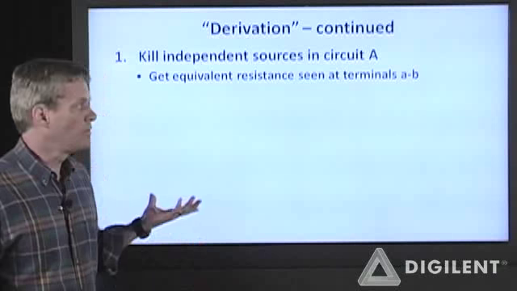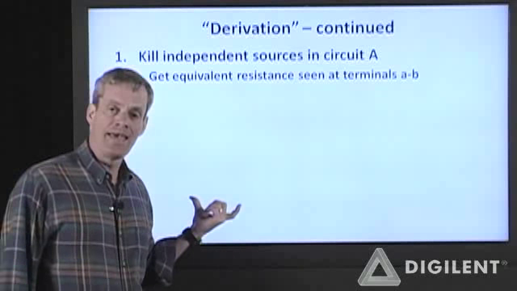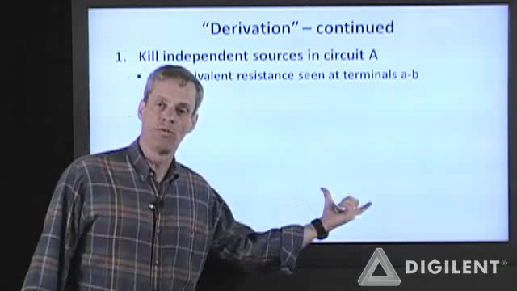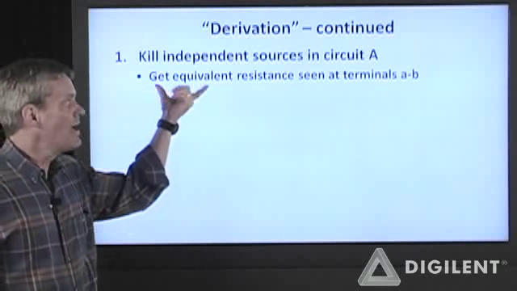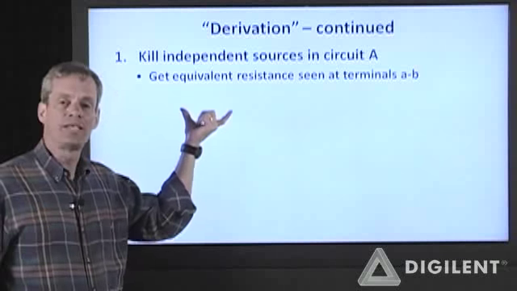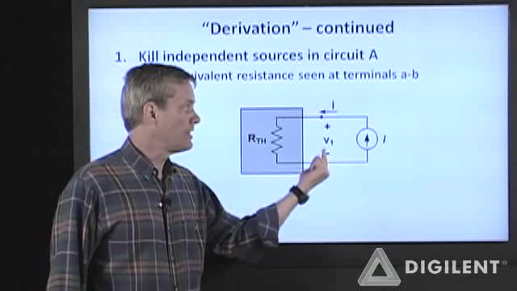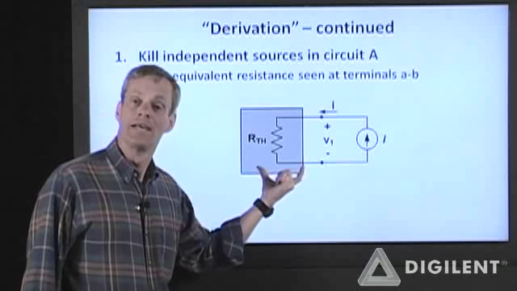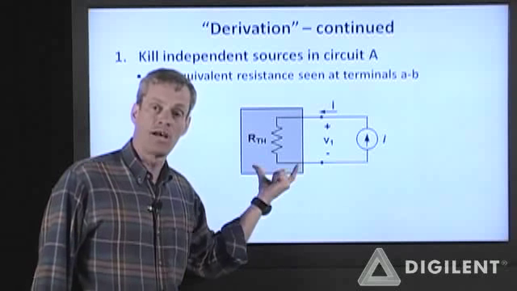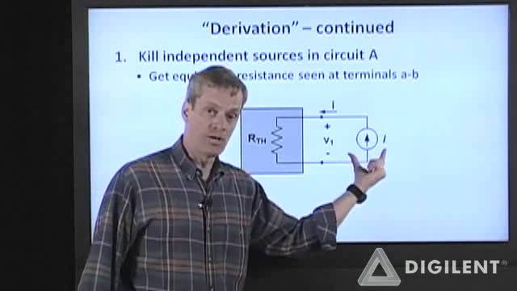Now I mentioned earlier that we'll rely on superposition. What we're going to do is show that circuit A can be represented by its equivalent Thevenin circuit by a superposition argument. The first thing we're going to do is kill all the independent sources in circuit A. That means that circuit A is just going to be seen as an equivalent resistance at the terminals AB. Okay? So at these terminals here, if there are no sources active here, this can only look like a resistance. This is going to be the equivalent resistance of circuit A with all the sources killed. So now we have just this resistor with this current source.